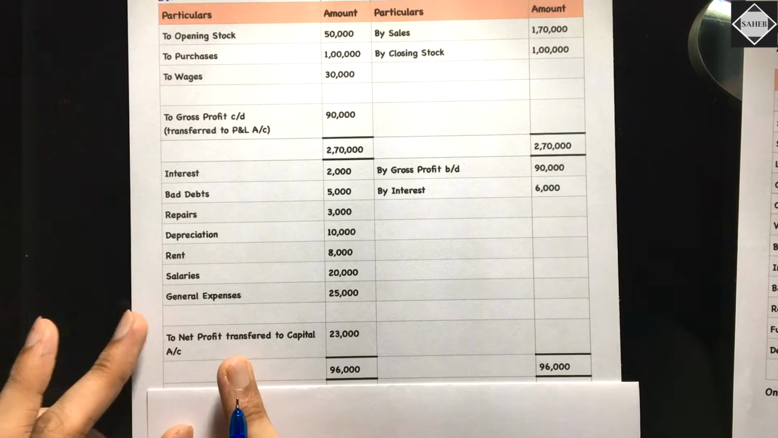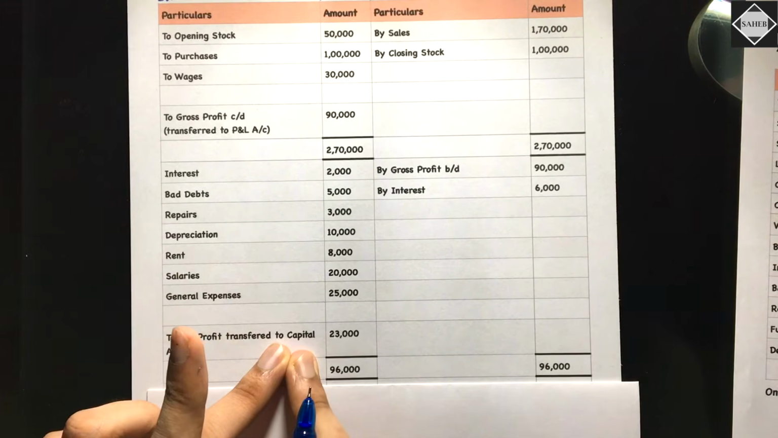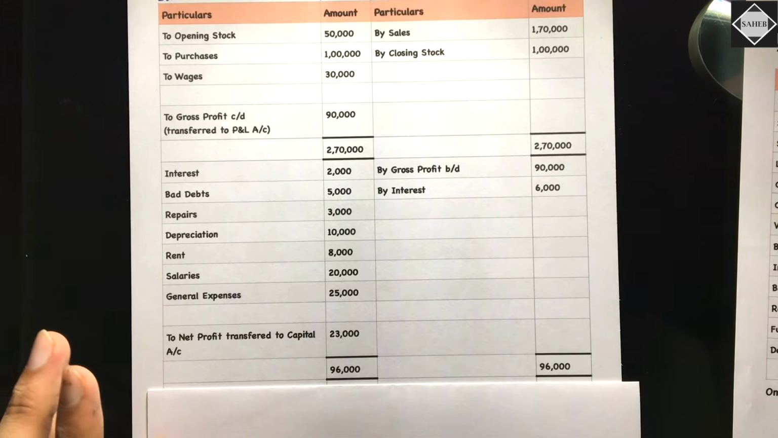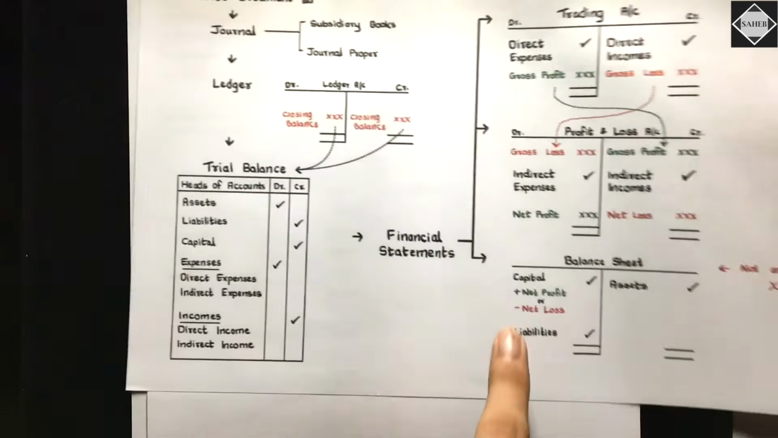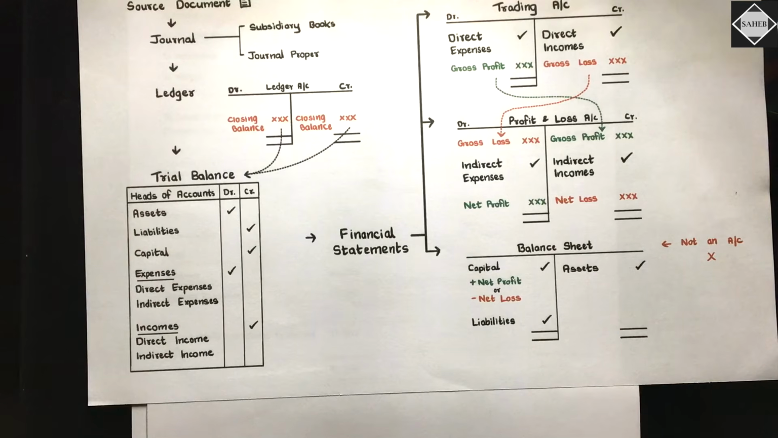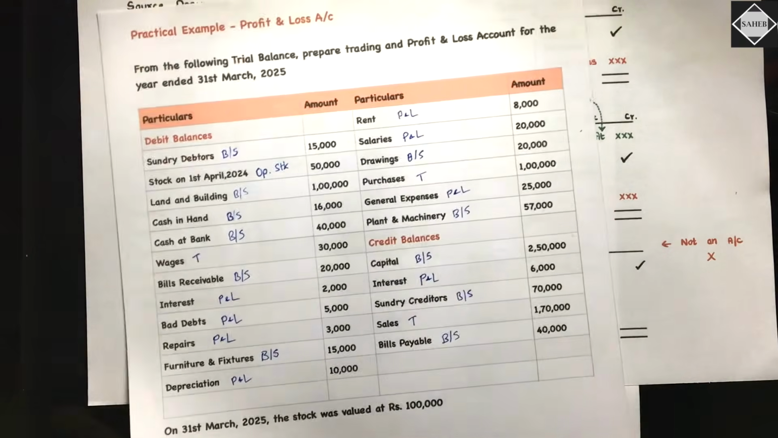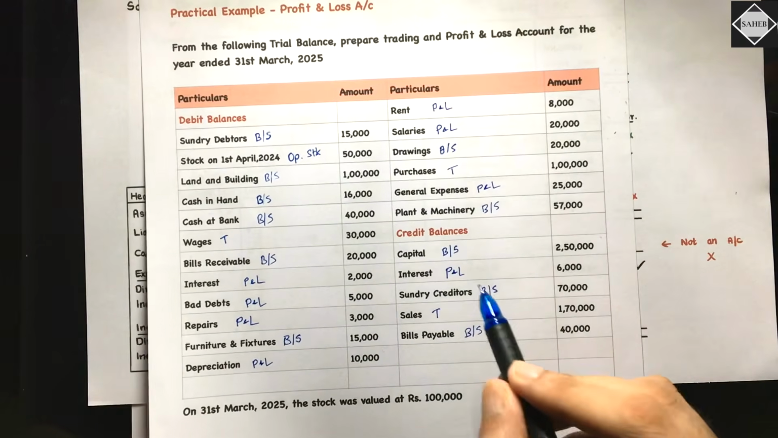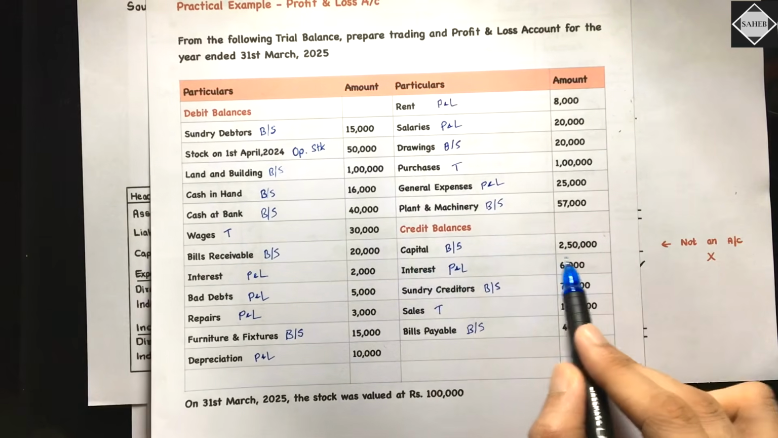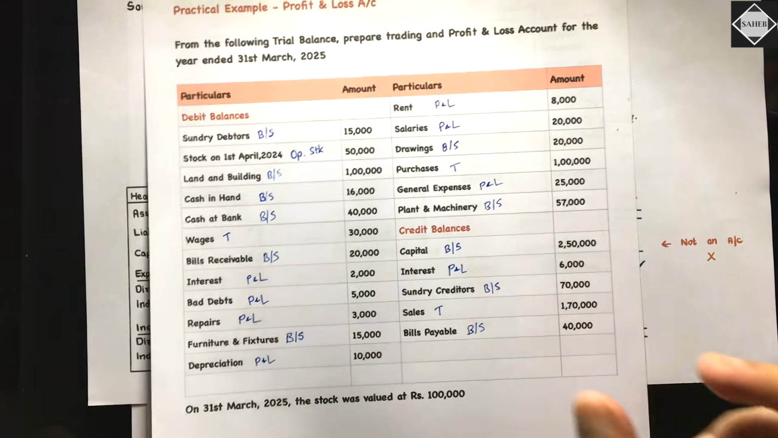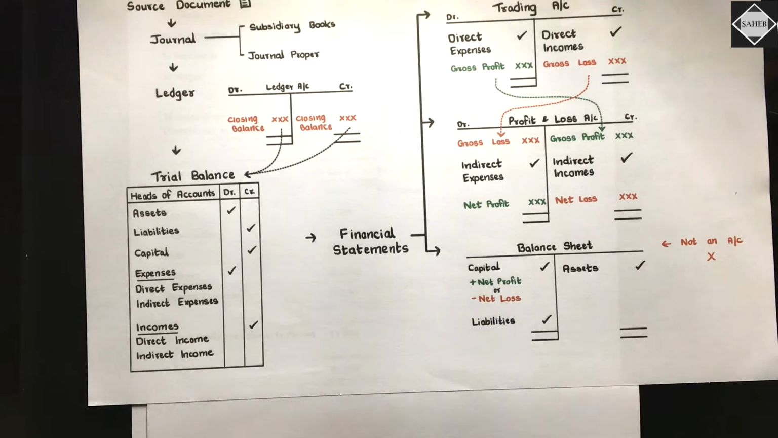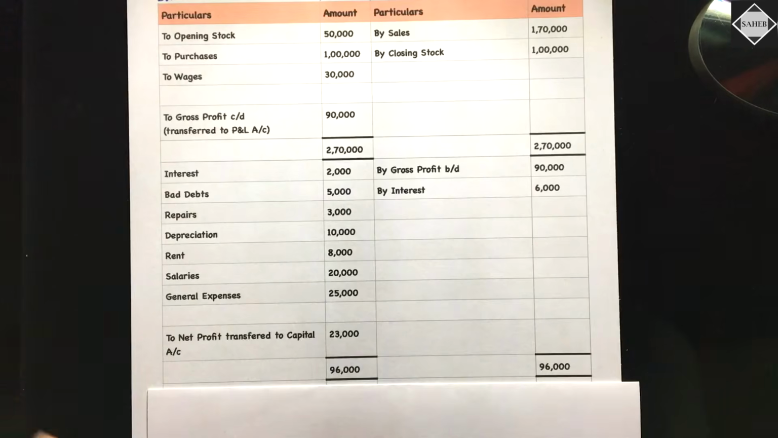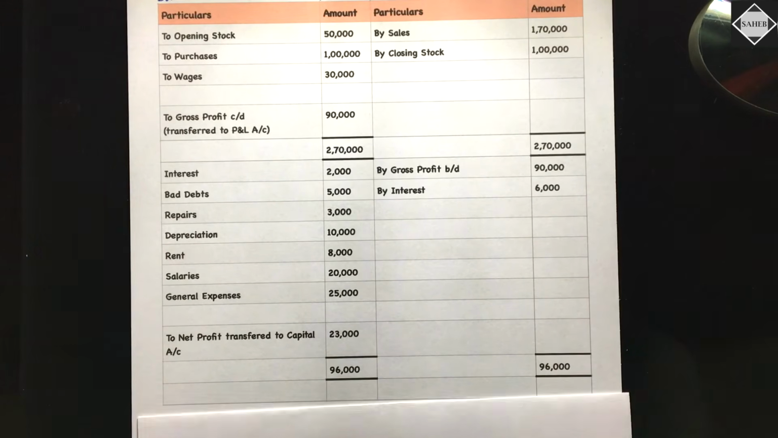Now this profit will be transferred to the capital account. I have explained you. In the balance sheet, whatever capital you have, this 23,000 will be added to that. In this question we have capital, but we are not preparing the balance sheet. We have not understood the balance sheet completely, so we are not preparing that. Capital we have 2,50,000. So capital 2,50,000 will go over here. 2,50,000 plus 23,000, so that will be equal to 2,73,000 capital. Like that you have to do. Is it clear? Simple and straightforward.